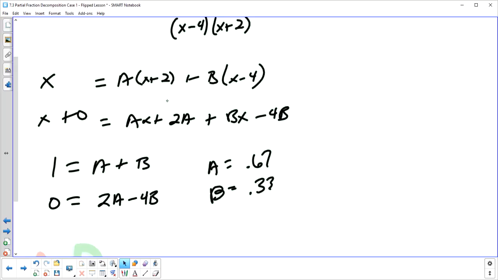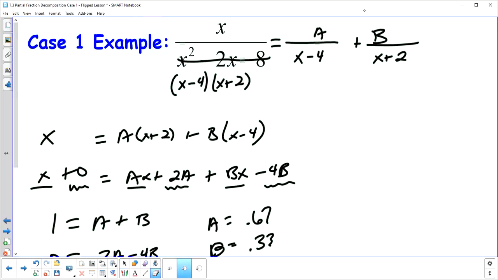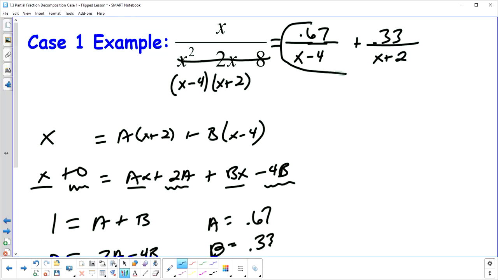I then distributed the a, distributed the b, that's how I got here, and then I equated coefficients. So x, ax, and bx, and then my constants, 0, 2a, and negative 4b, and I could create a matrix, use a calculator to solve that. I'd get a is 0.67 and b is 0.33. So that tells me that I'm going to get 0.67 over x minus 4 and 0.33 over x plus 2. And that would be my partial fraction decomposition.